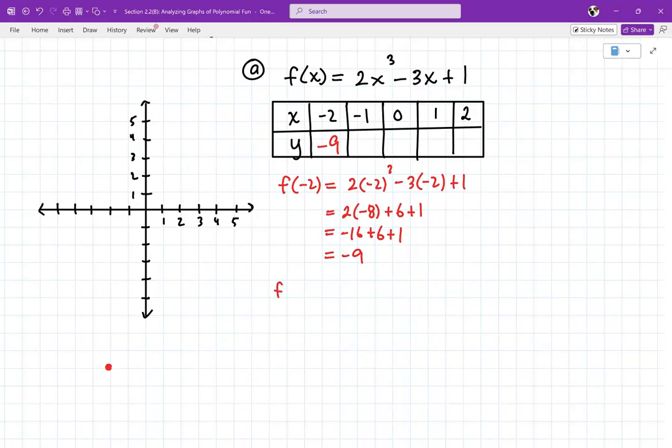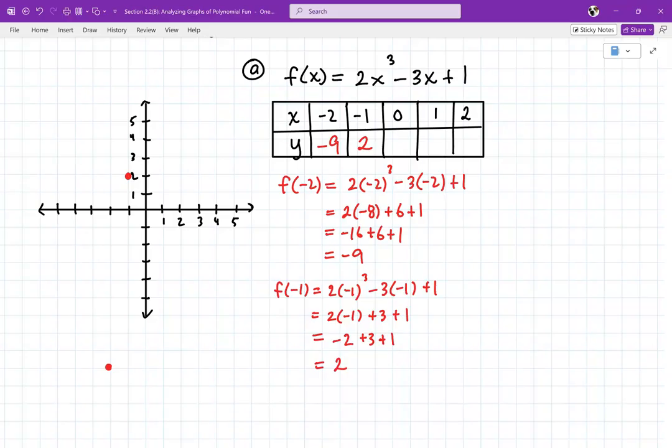-1 is my next one. So f of -1 is 2 times -1 to the third minus 3 times -1 plus 1. Again, I'm just plugging it into an equation. I'm not doing anything special. So that's 2 times -1 plus 3 plus 1. That's -2 plus 3 plus 1. Well, that's 2. So at -1, it's 2. So here's my point. At -1, it's 2.